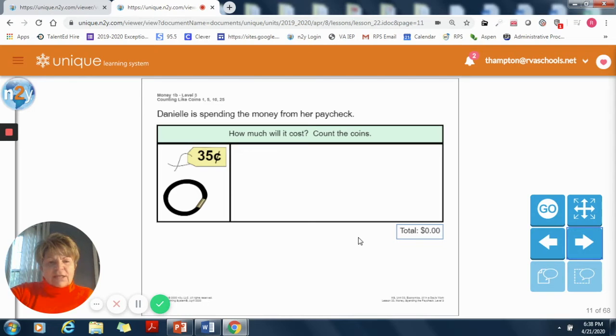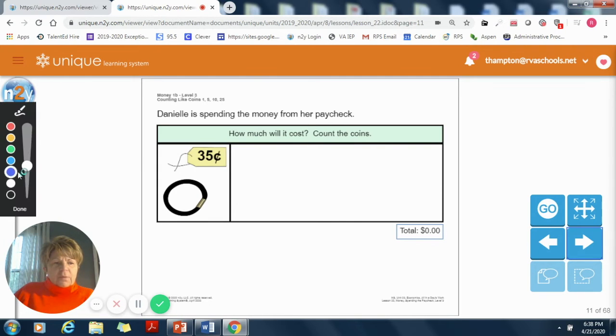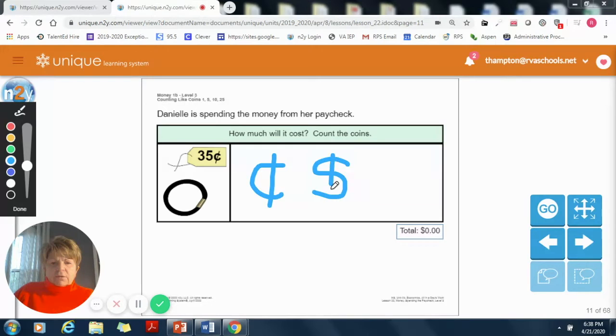So we have Danielle again, and she is still spending money, but today she's going to buy a hairband. And it cost how much money? 35 cents. Now remember that when we're talking about money, we have different symbols, right? We have the cent sign and we have the dollar sign, right? But we also have the dot, which is the decimal. So we want to remember that this is our cent sign.